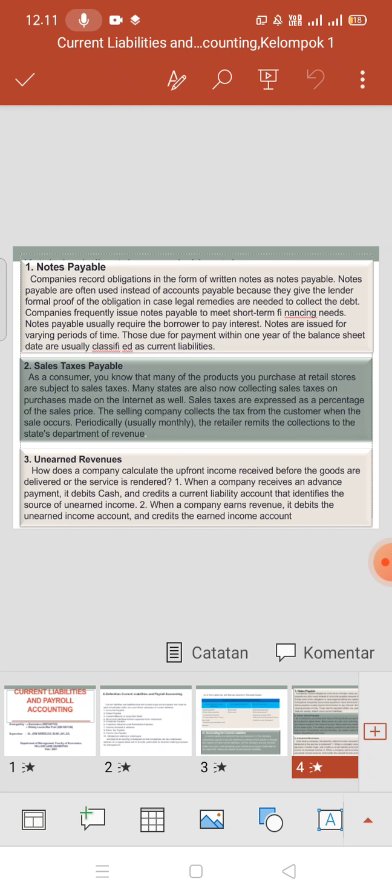1. Notes payable. Companies record obligations in the form of written notes as notes payable. 2. Sales taxes payable. As a consumer, you know that many of the products you purchase at retail stores are subject to sales taxes. 3. Unearned revenues. How does a company record the income received before the goods are delivered or the service is rendered?